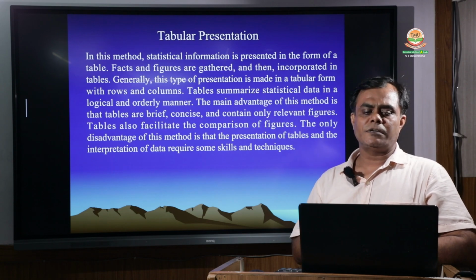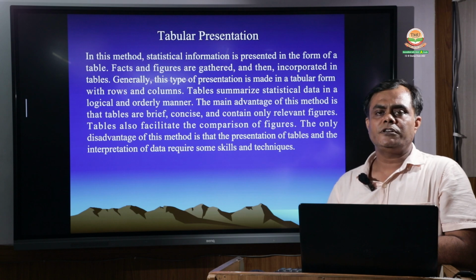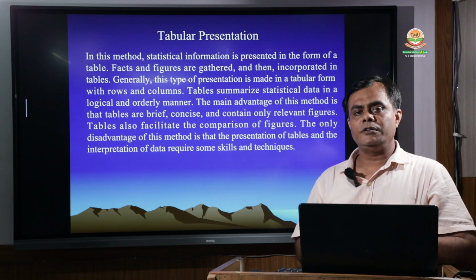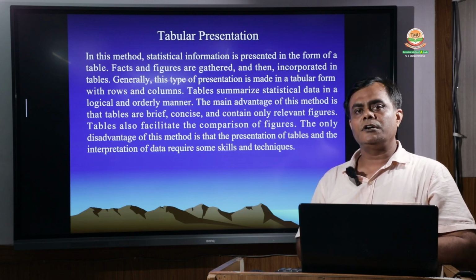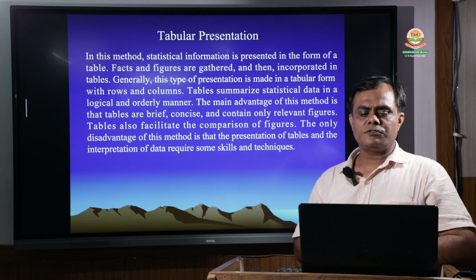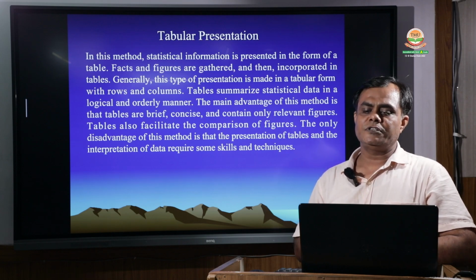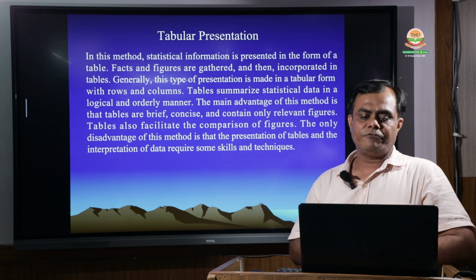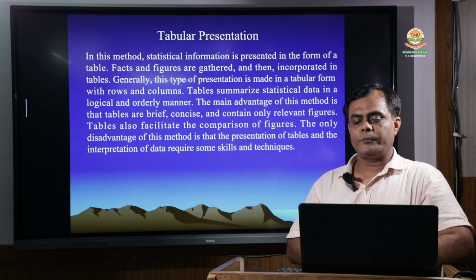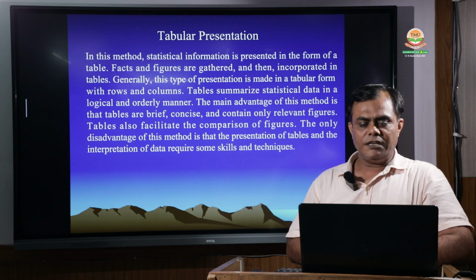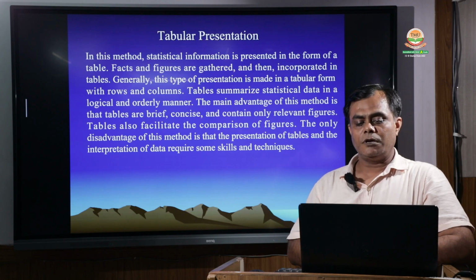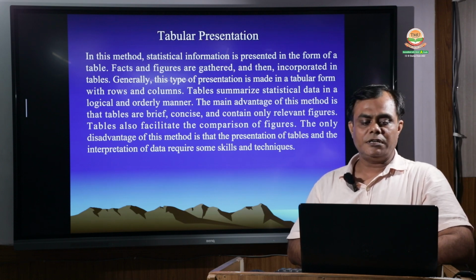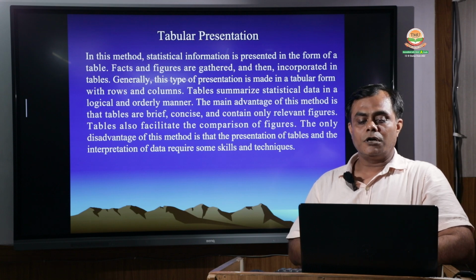The next type of presentation is tabular presentation. In this type of presentation, we put data into tabular form, and there are many tabular formats that we discussed in the last classes. In this method the statistical information is presented in the form of a table. The facts and figures are gathered and then incorporated in the table. Generally this type of presentation is made in tabular form on a row and column basis. Tables summarize the statistical data in a logical and orderly manner.